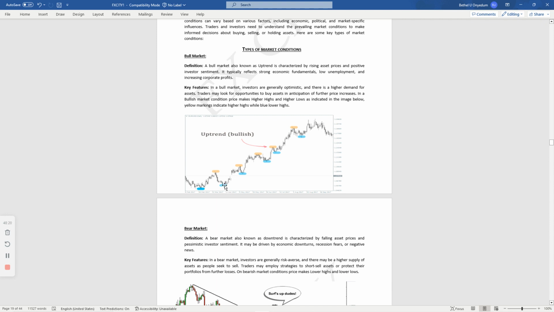So you can see this low here is higher than this low. This low is higher than this low, and this low is higher than this low.